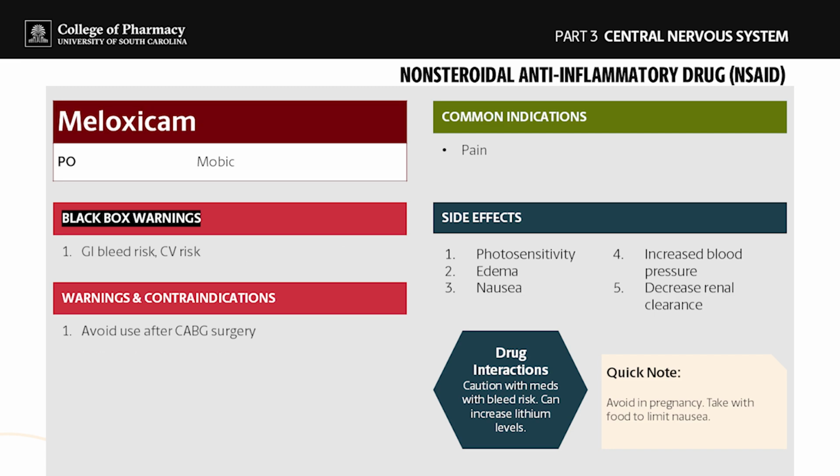Another NSAID is meloxicam, which is the generic name for Mobic. It's indicated for pain, and the side effects are the same as the other NSAIDs: photosensitivity, edema, nausea, increased blood pressure, and decreased renal clearance. All of these need to be taken with food to limit nausea and stomach upset. Again, black box warning, GI bleed, and cardiovascular risk. Another NSAID, Nabumetone, brand name Relafen, indicated for pain. Same side effects, same black box warning, same note to take it with food.